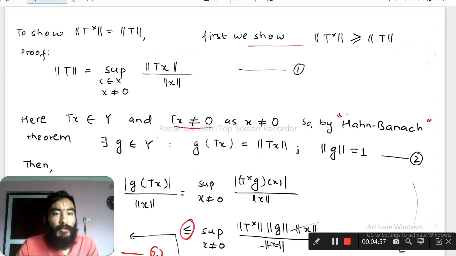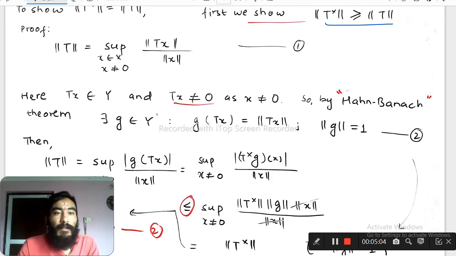Finally, we show the norm of T star and the norm of T are equal. First, we show the norm of T star is greater than or equal to the norm of T. We have the norm of T by definition, the supremum over x not equal to 0 of norm of Tx upon norm of x. Here we apply the Hahn-Banach theorem, which is important. Suppose x is not equal to 0, then Tx is also not equal to 0. This relation is important.